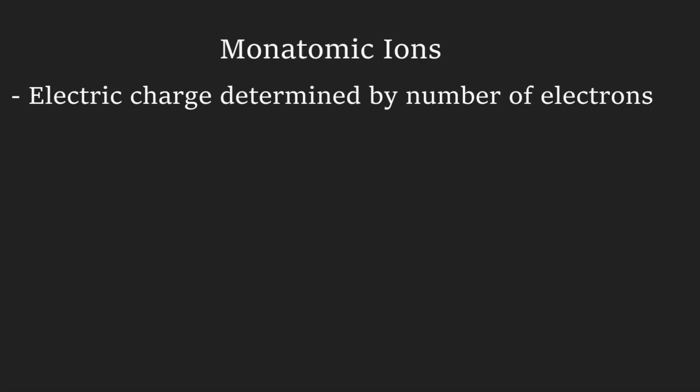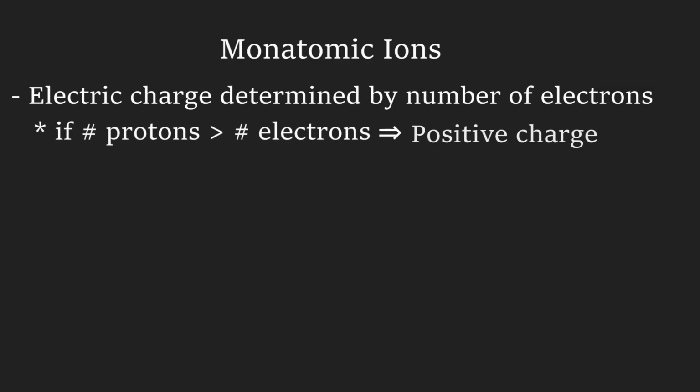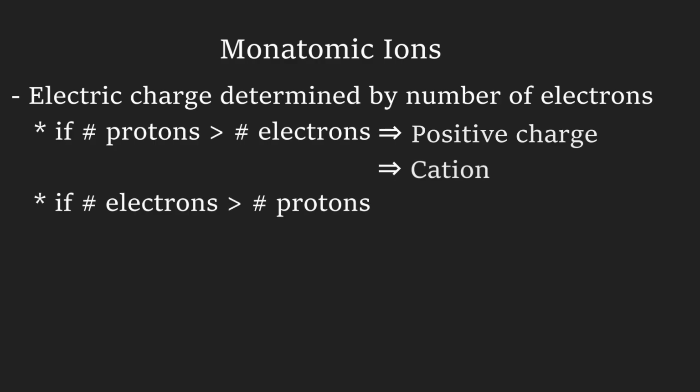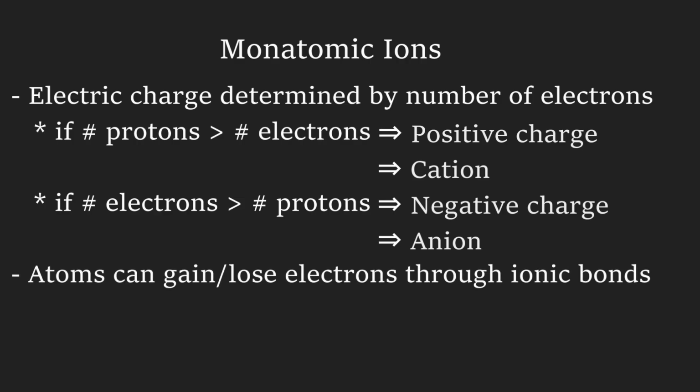In the case of monoatomic ions, the net electric charge is simply determined by the number of electrons the ion has. If the ion has more protons than electrons, it has a net positive charge, and so it is a cation. On the other hand, if it has more electrons than protons, it has a net negative charge, and so it is an anion. Now, atoms can gain and lose electrons through forming so-called ionic bonds with other atoms. This means that one or more electrons are transferred from one atom to another.